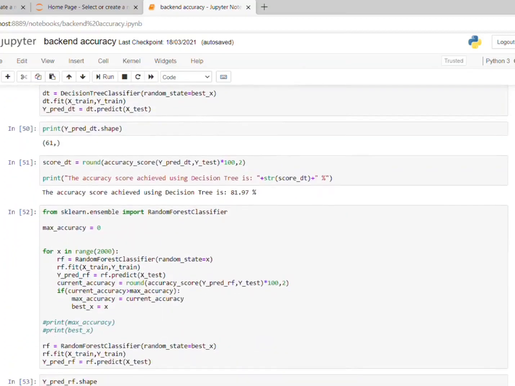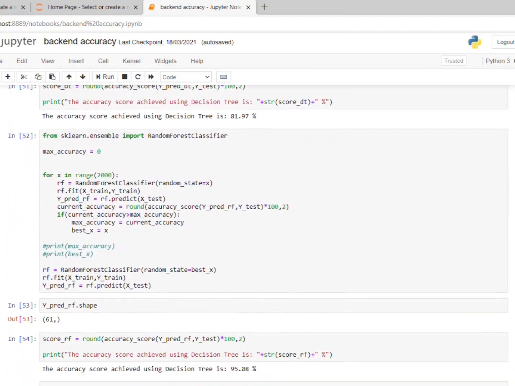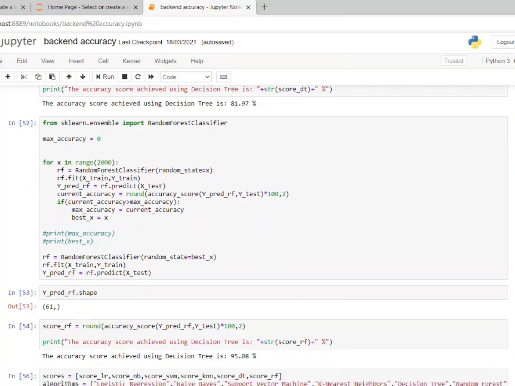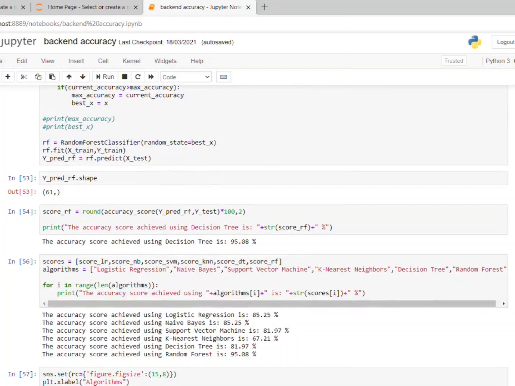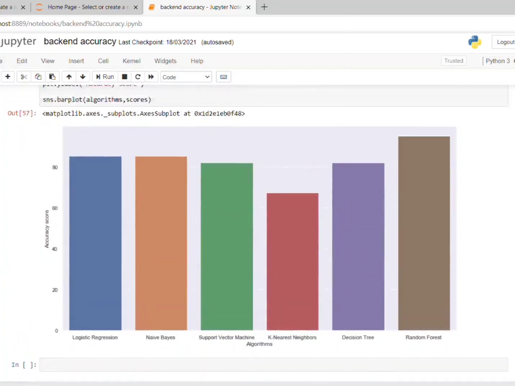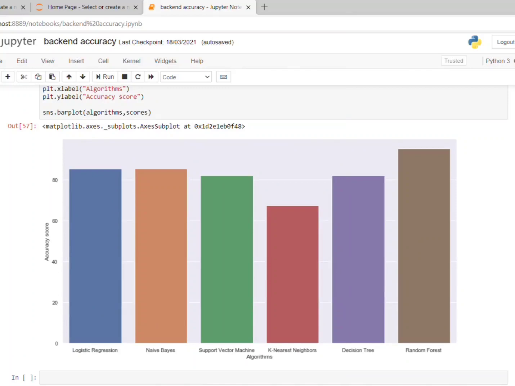And finally we have used the random forest classifier. The accuracy score achieved using the random forest classifier is 95.08. So, here is the comparison of all algorithms, and we have got more accuracy in random forest when compared to the others.